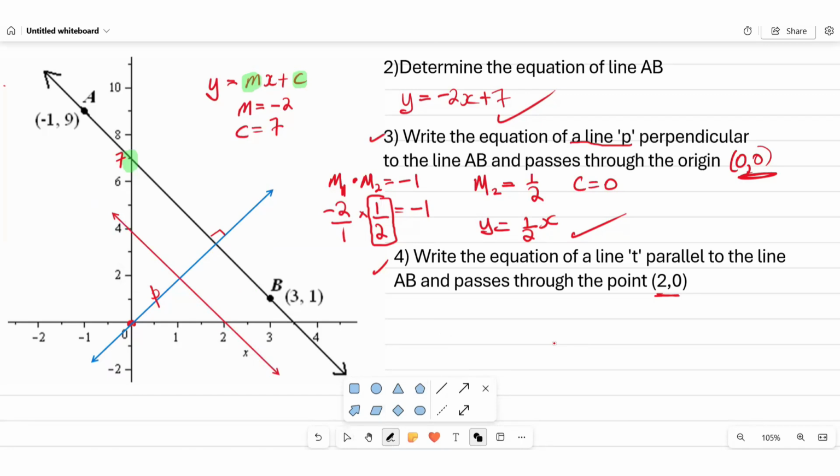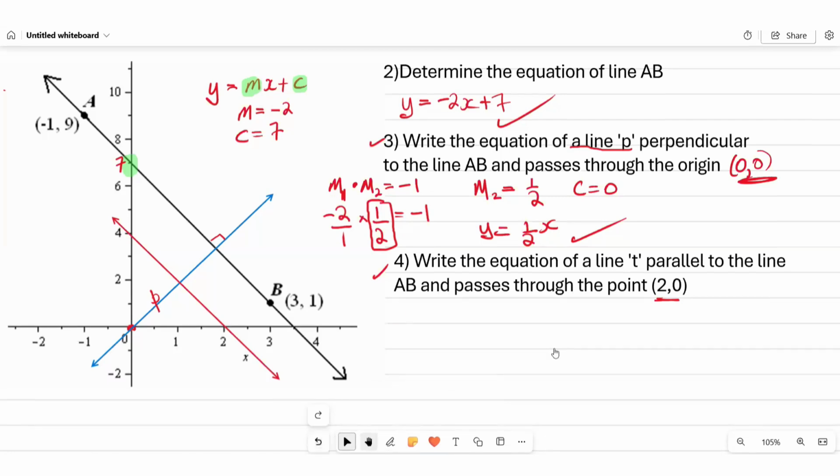So again, we still need the gradient of this line and we need the y-intercept. We don't know the y-intercept; we're going to work it out. Now, here's the deal. Parallel lines share the same gradient. So the gradient of AB, let me call that M1, was -2. Because a parallel line has the same gradient, I'm going to call this line T, and the gradient M3. The gradient will be the same as -2 because parallel lines do share the same gradient.